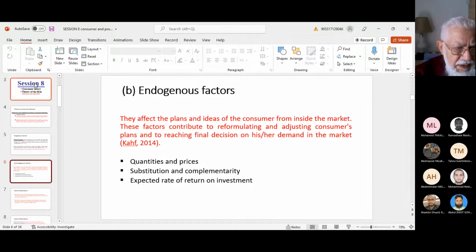So why do you add expected return on investment? Because, sir, it was also in your book. Secondly, if there is a reasonable return on investment, the consumer will spend less money on consumption. He will try to invest for return. So they will revise, in other words, their original plan and look at it.